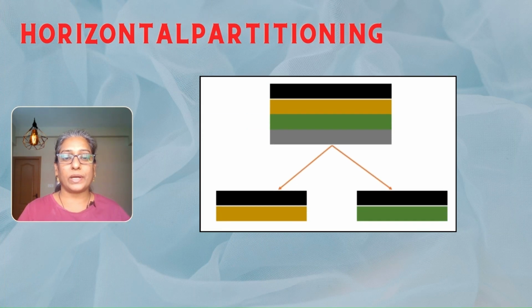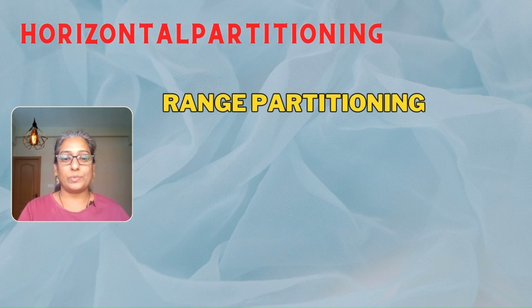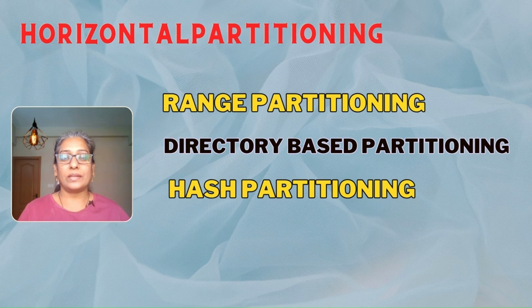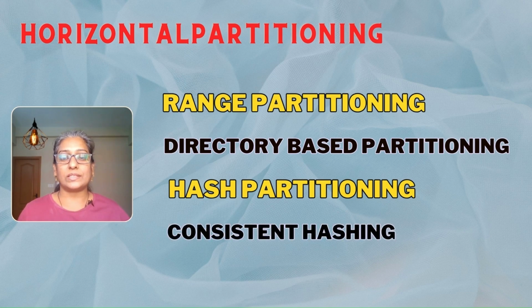In horizontal data partitioning, a table is split into smaller multiple tables, where each table contains a subset of the original table rows. These subsets are then placed on different nodes. Some of the popular horizontal data partitioning techniques are range partitioning, directory based partitioning, hash partitioning, and partitioning based on consistent hashing. We will be discussing each one of these in detail. So don't go anywhere and stay tuned.